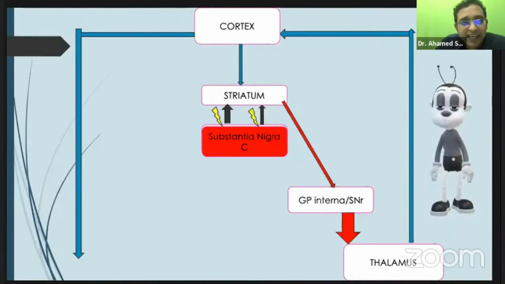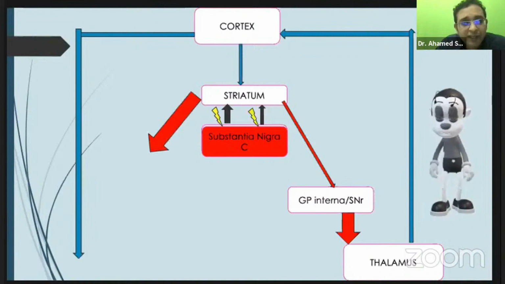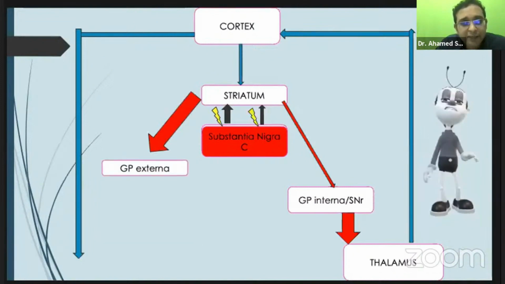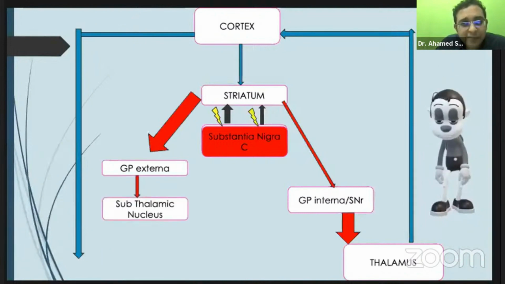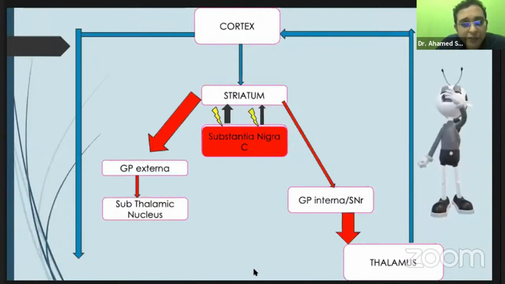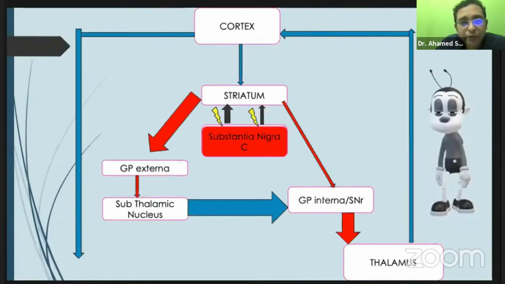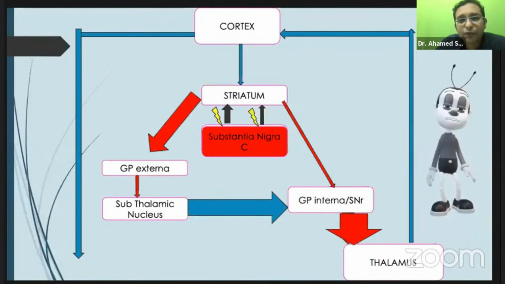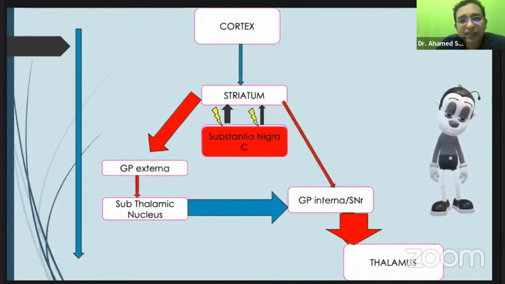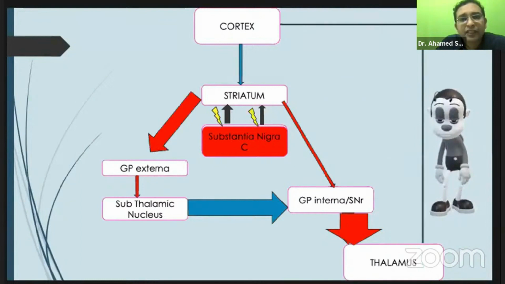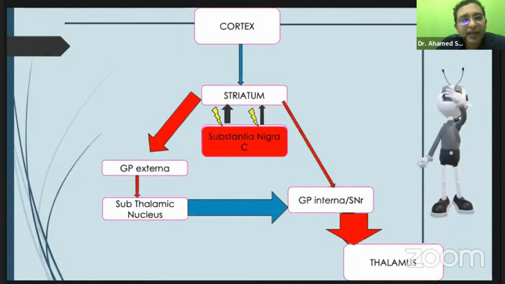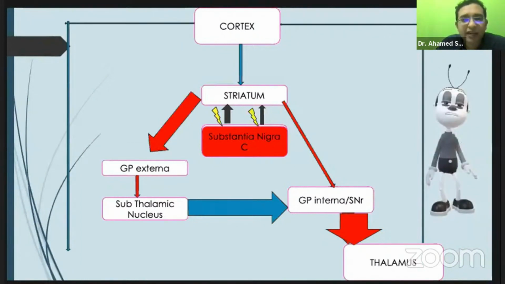And in case of the indirect pathway, what happens? More inhibitory effect is there. So that causes disinhibition to subthalamic nucleus to be lost. So subthalamic nucleus is able to produce more positive input to globus pallidus interna, which now produces more negative input to thalamus, and thalamus is further producing a kind of bradykinesia. So that is what happens in Parkinson's disease.